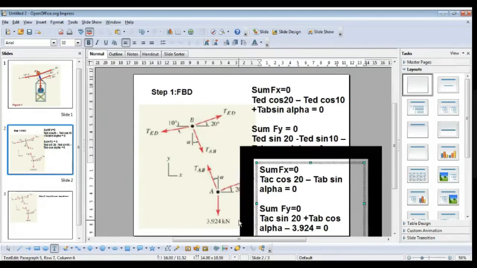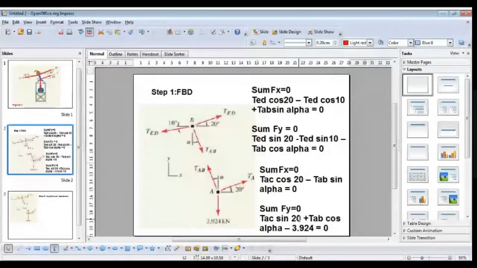Now I have four available equations, and how many unknowns? TED, TAB, alpha, and TAC. So I have four unknowns and four available equations, which means four simultaneous equations to solve. You can solve them using the method that you learned in your FSC. Or if I slightly look into the problem, I can simplify it and solve it without simultaneously solving these four equations. For example, let's look into this equation.